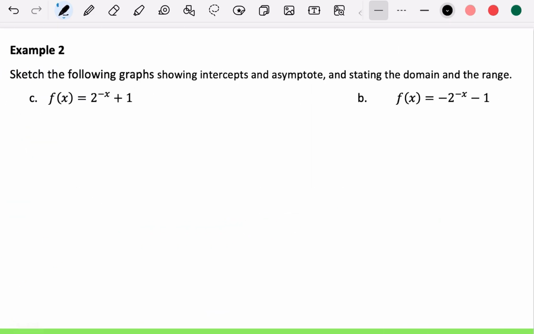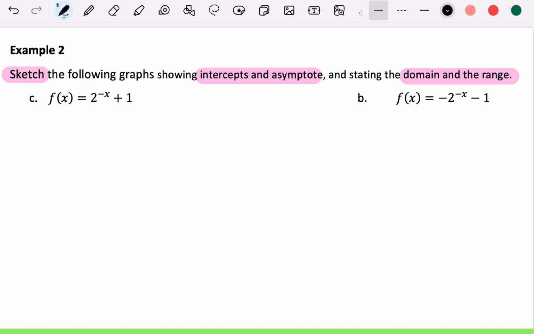Now we will try some with more transformations. So this one says, sketch the following graphs showing intercepts and asymptotes, stating the domain and the range. So there's a few things we need to do. We need to sketch, we need to make sure that we're showing intercepts and asymptotes, and we need to also state the domain and the range.